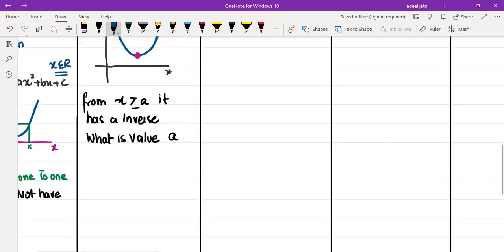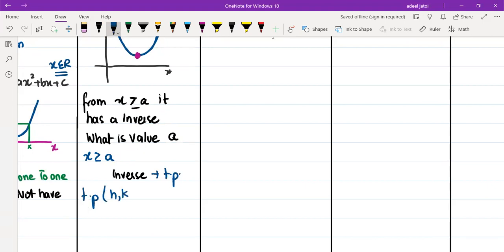So at this point, you will be looking for greater than or equal to a. That means you'll be looking for this particular value of a, from where it has an inverse. For that quadratic equation, your inverse starts from the turning point. So that means at the turning point, you have two values.